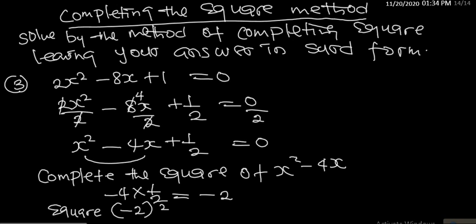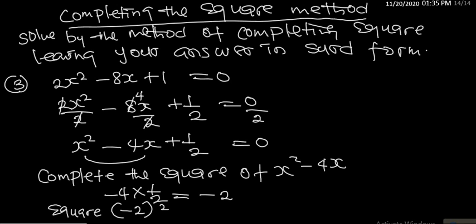Alright guys, this is the last part of completing the square method. So we are going to be solving the last two, example 3 and 4. Solve by the method of completing the square, giving your answer in short form. The first one is 2x squared minus 8x plus 1 equals 0.